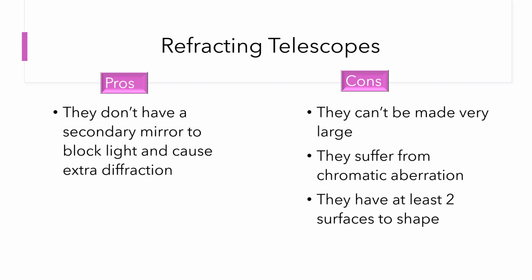The disadvantage is they can't be made very large because of the bending under the weight. They can suffer from chromatic aberration, and they have at least two surfaces to shape. So in reality, if you buy a refracting telescope, you would have either 2 or 3 lenses to reduce the chromatic aberration. That then means 4 or 6 surfaces to shape.